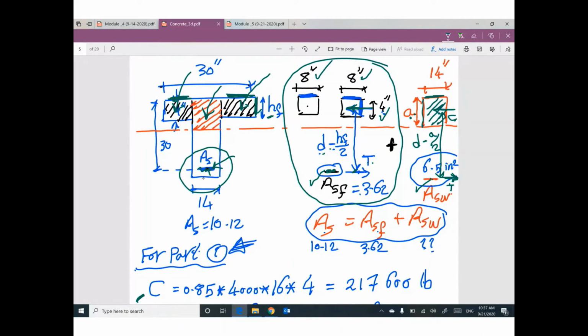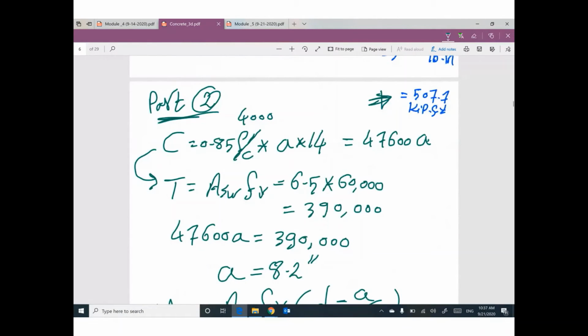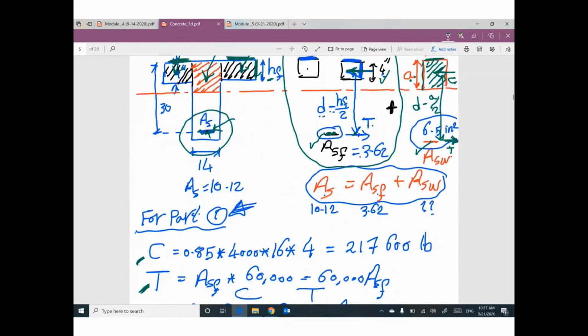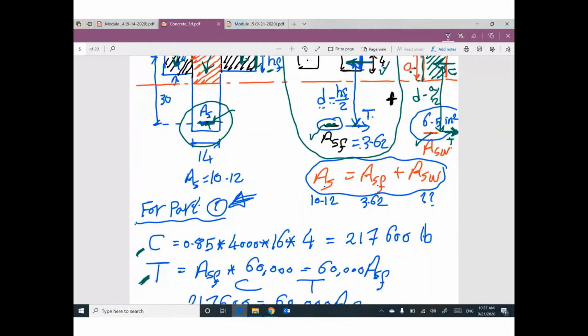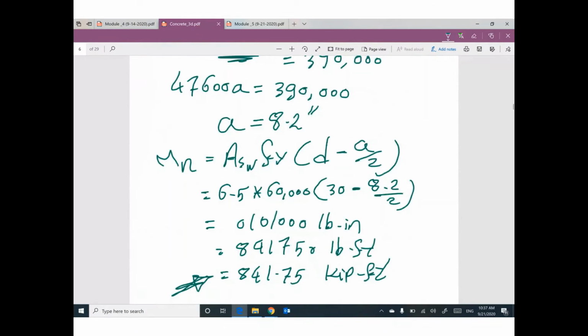So we have capital C as a function of a, because I don't know the actual depth of the neutral axis. And capital T, I can figure out right now. Equate these two equations together, so I can figure out the value of a, and so the nominal moment of this part of the cross section.